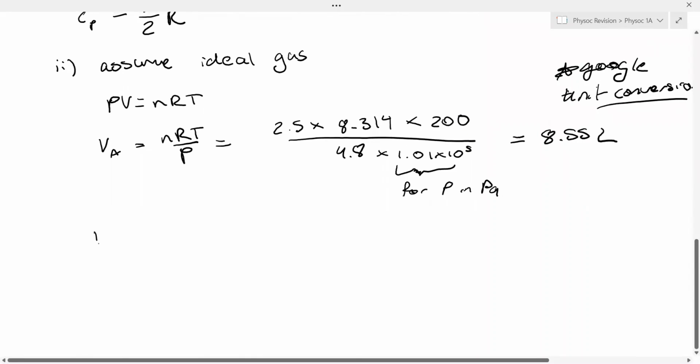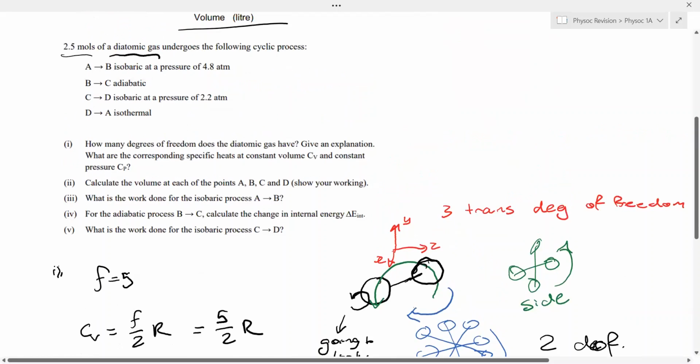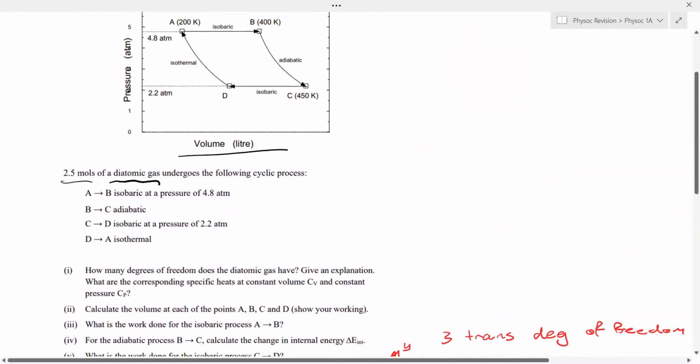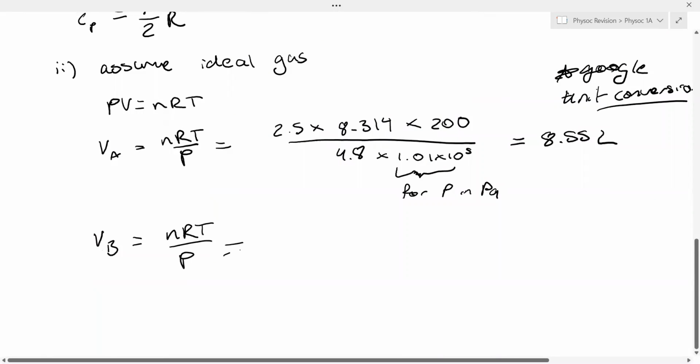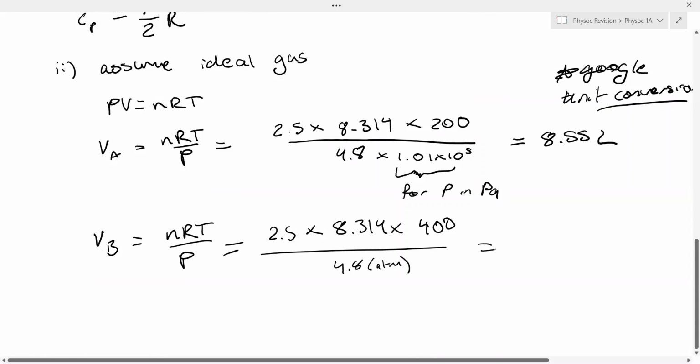All right, anyway, the volume at part B is pretty much the same sort of process for each of them, because they want volume at A, B, C, and D. For B, we've got 400 Kelvin and still the same pressure. So same nRT over pressure: 2.5 times 8.314 times the temperature, in Kelvin, 400, over our pressure, which is 4.8 atmospheres. And this gives me 17.10 liters.